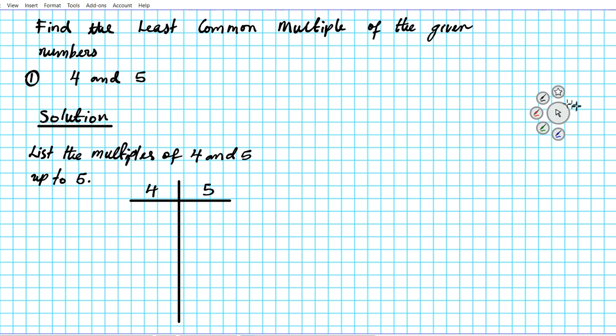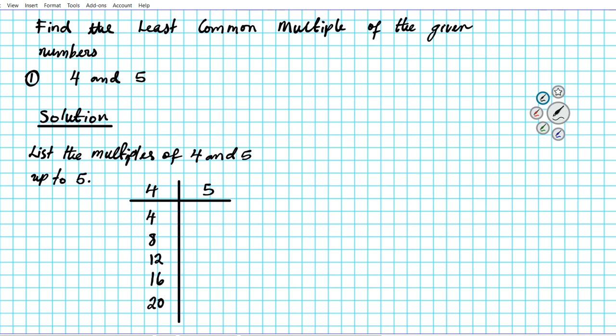So what are the multiples of 4 from 1 all the way to 5? So 4 times 1 is 4. 4 times 2 is 8. 4 times 3 is 12. Keep on going. We're going all the way to 5, okay? 4 times 4 is 16, and 4 times 5 is 20. Just stop there. And then 5, we're going to list the multiples of 5 all the way to 5, or until we can get a number that's present on this list. So while you're listing your multiples of 5, look out to see if you can get a number here.